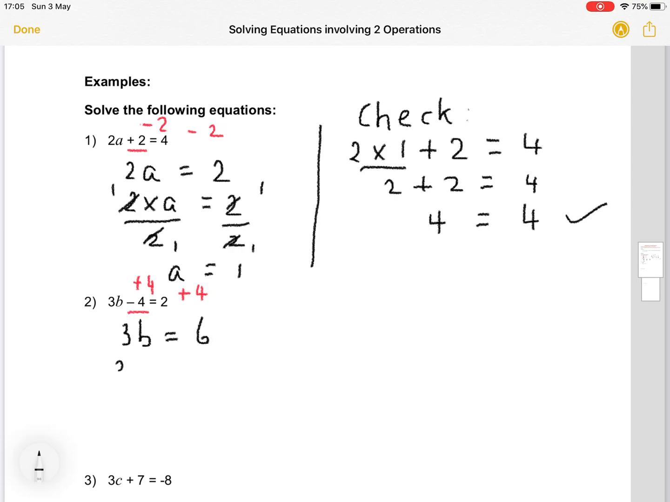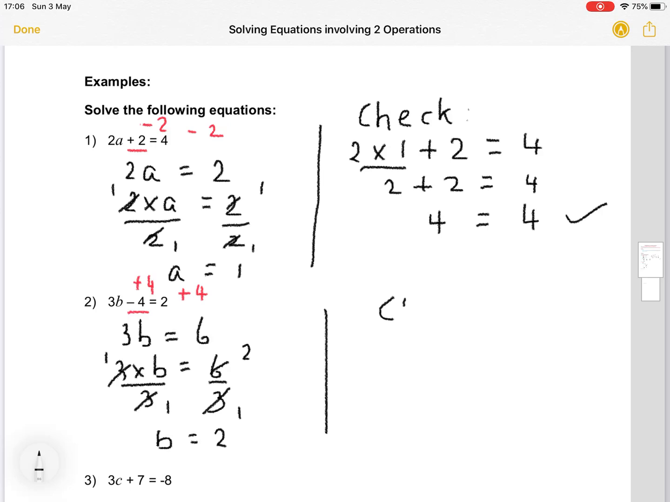Now 3b means 3 times b equals 6. To get rid of the times 3, we need to divide both sides by 3. So we can cancel the 3 with the 3, and we can cancel the 3 with the 6. So now we know that b division by 1 is b, is equal to 2 division by 1 is 2. Okay, so we know the value of b. Now b is equal to 2.